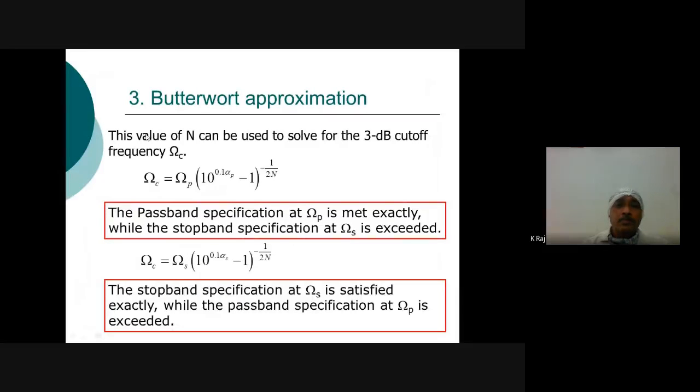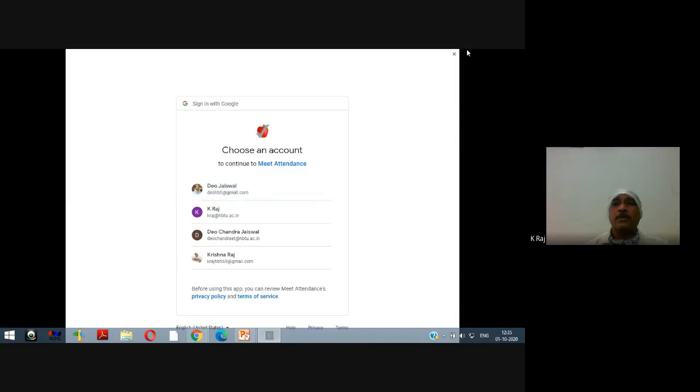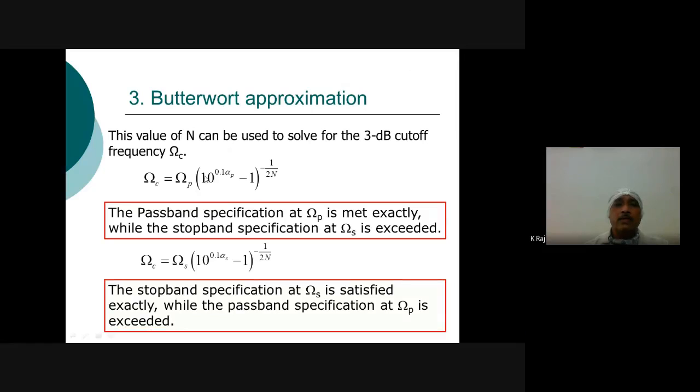Now, if we have decided the value of n, then we have to solve for omega c. And how will omega c be solved? By using the Butterworth approximation. If we solve this one, then we will find omega c is given as omega p times (10 to the power 0.1 alpha p, minus 1), to the power minus 1 by 2n. The passband specification at omega p is met exactly while the stopband specification at omega s is exceeded.